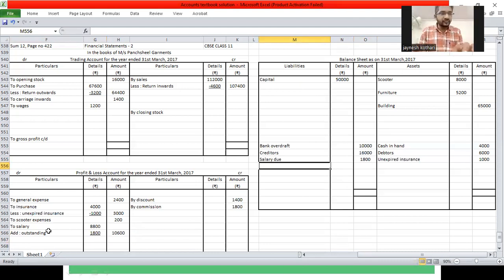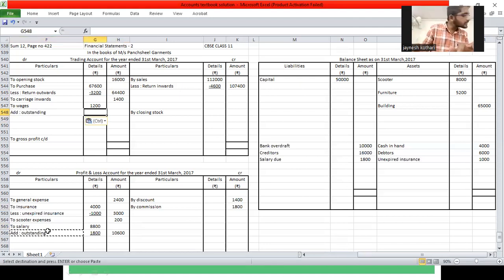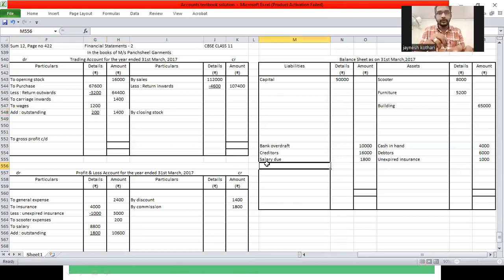Outstanding wages. Now they have outstanding wages over there, and the amount given to us is 200. So students, we will add, the word outstanding is added, 1,400 rupees. And again over here on the liability side, because outstanding wages is something which is still pending, so 200 rupees. Next, so we have completed 3 adjustments.